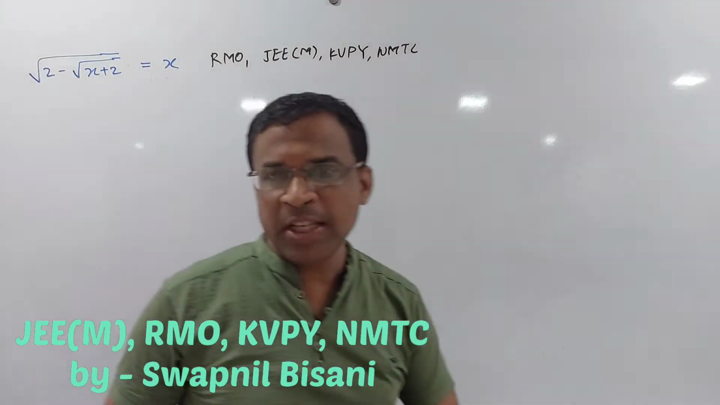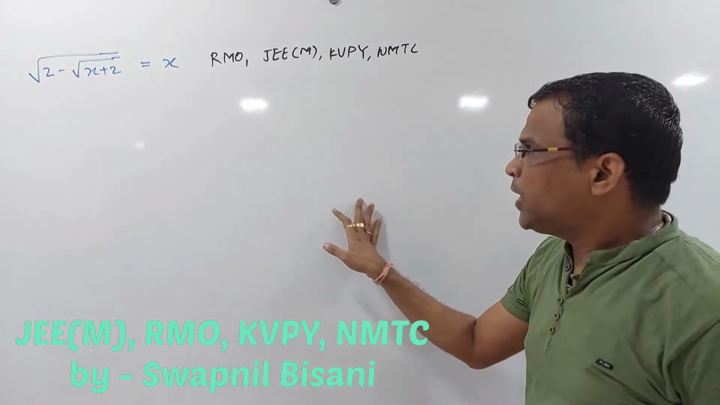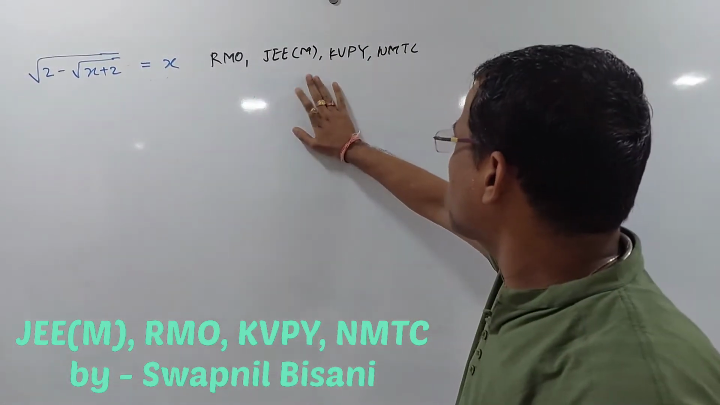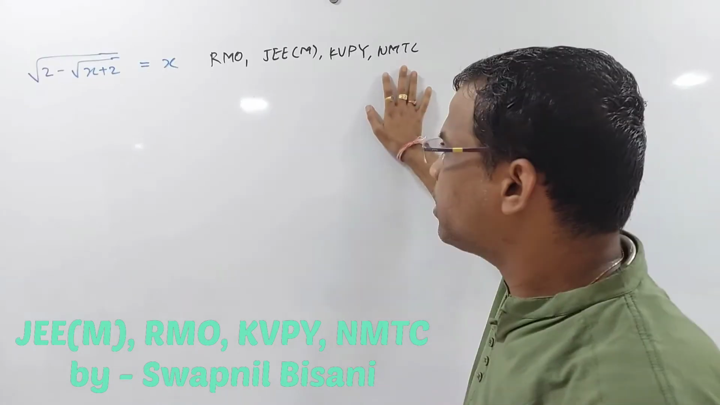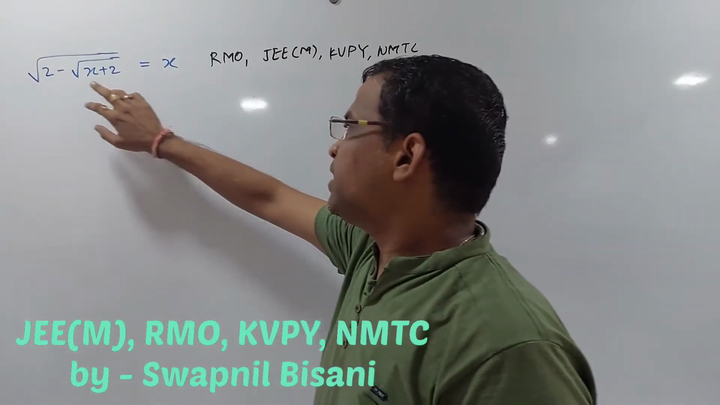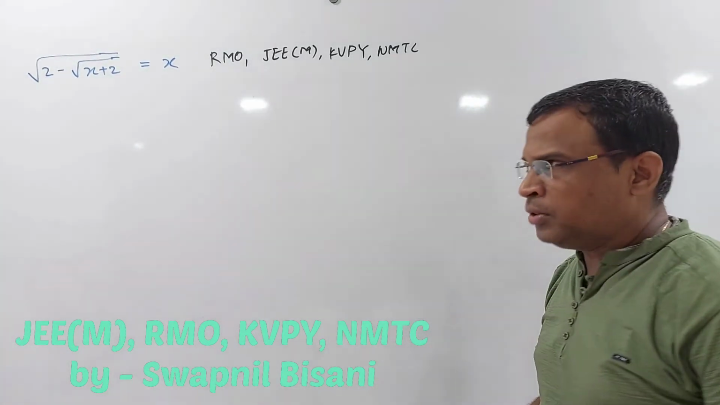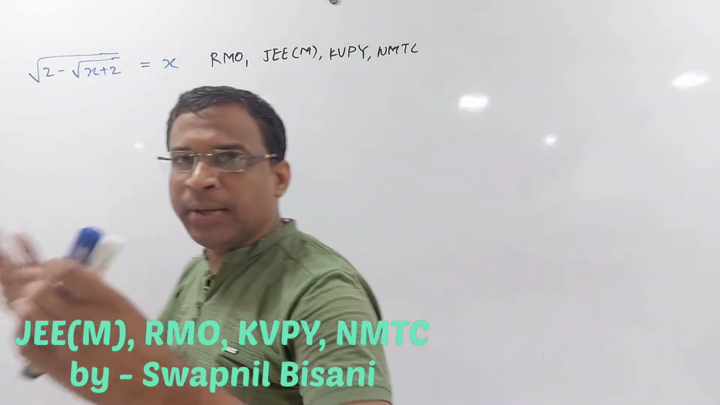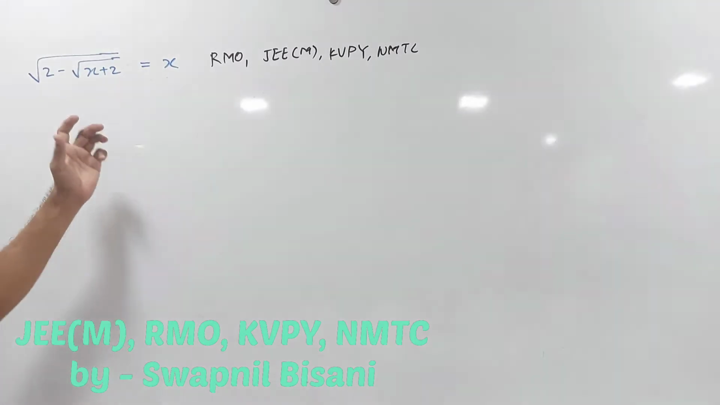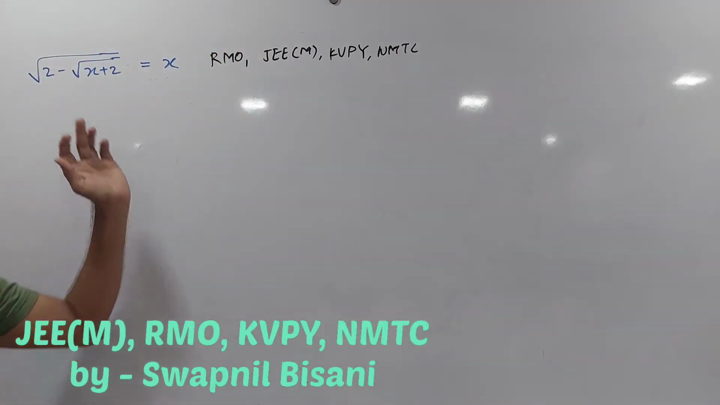Welcome friends. This is again a very good question. It came in RMO, Mains, KVPY and NMTC second level. It is radical under radical. We have done a similar kind of question in a different fashion. So I will just conclude in that way first, and then I will teach you another way.